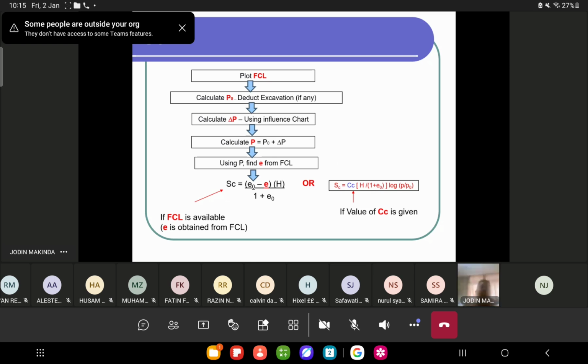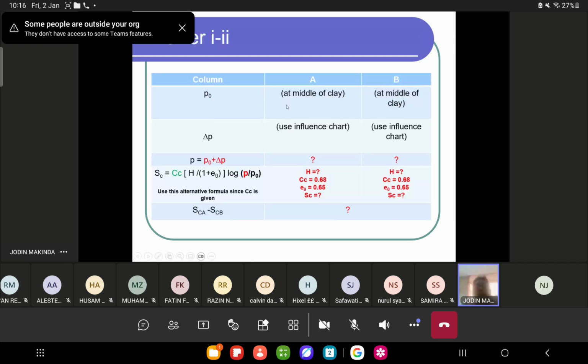Now, you see that there are 2 points, column A and column B. Therefore, to make it easier and so you are not getting confused, we prepare a table like this. Okay, we prepare a table like this. Point A and point B.